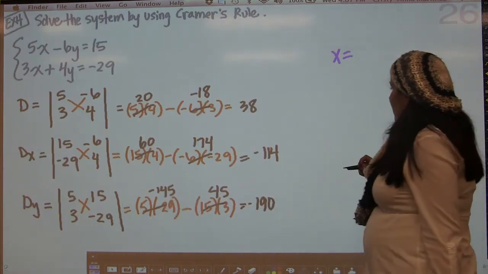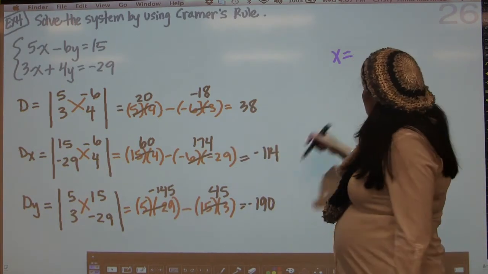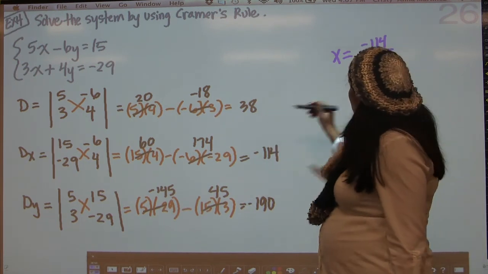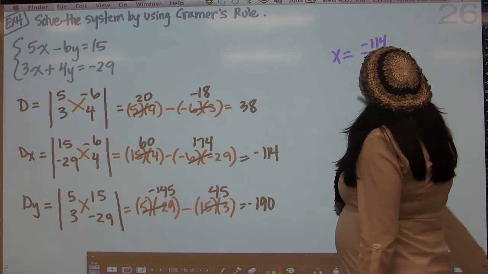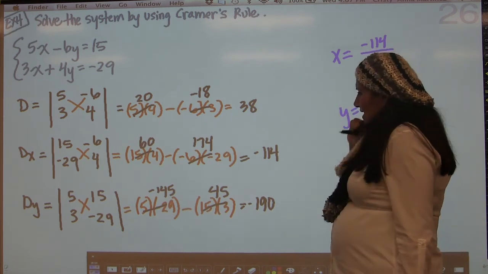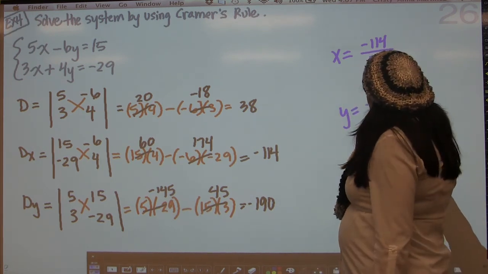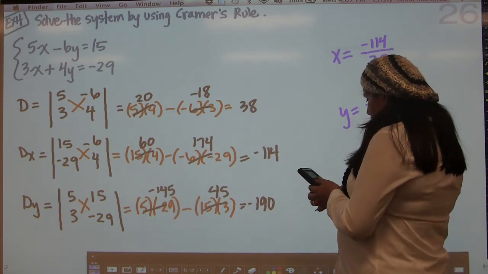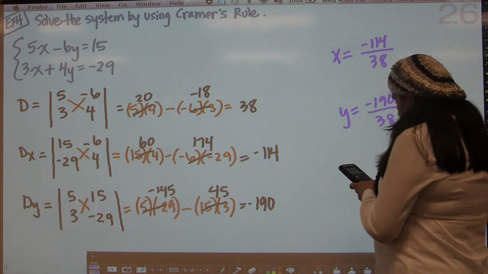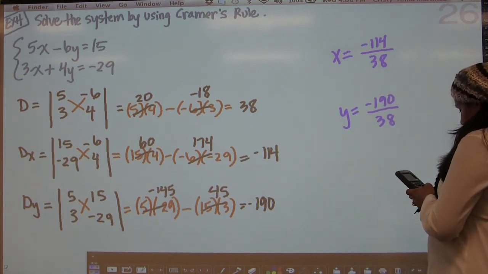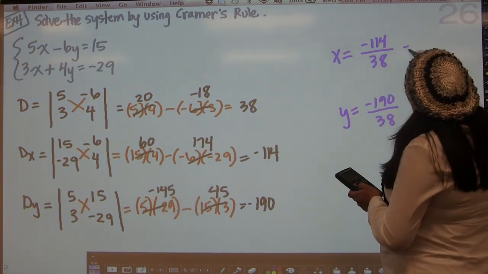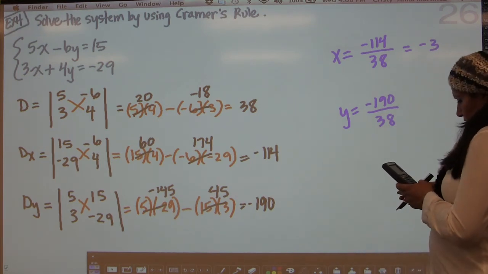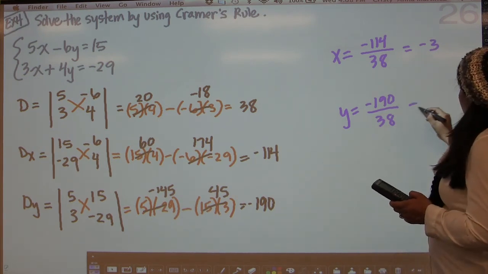So I just want to remind you, x is going to be dx, and dx is right here. So we're going to get -114 divided by d, which is 38. And our y value is going to be dy, which is -190 divided by d, which is 38. And we want to reduce those fractions, so -114 divided by 38 is actually -3, and -190 divided by 38 is -5.